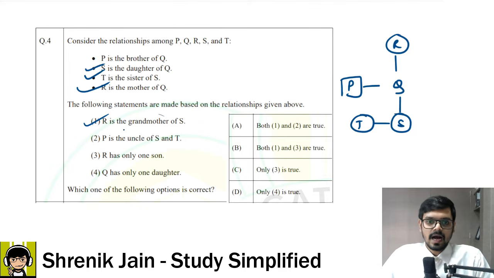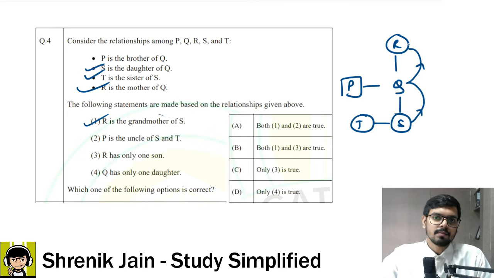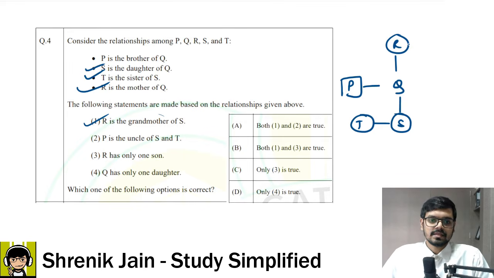First statement, R is the grandmother of S. Makes sense. S's mother is Q and her mother is R. So S has a grandmother which is nothing but R, right? So yes, R is the grandmother of S. So if statement 1 makes sense, C and D do not make sense.